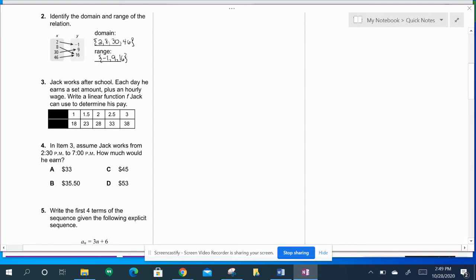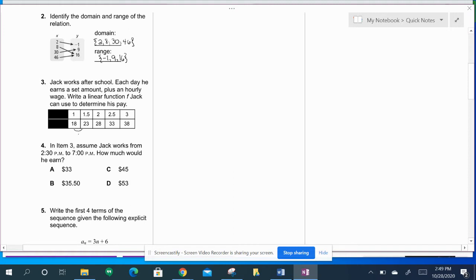Number 3 says Jack works after school. Each day he earns a set amount plus an hourly wage. Write a linear function that Jack can use to determine his pay. So the first thing I need to do if it's asking me to write a linear function is make sure this table is linear. So I'm going to look at the changes in y's.